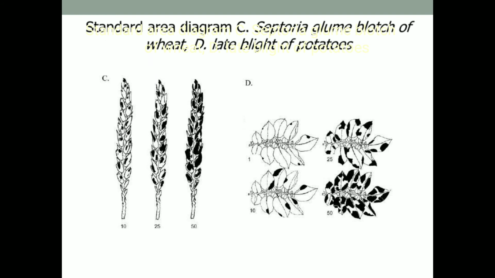The second image also provides the estimation of disease intensity. It is less severe, that is 10%. In the case of another, more severe incidence of disease, 50% and above, that crop, or wheat, is affected by a more severe disease, that is Septoria.